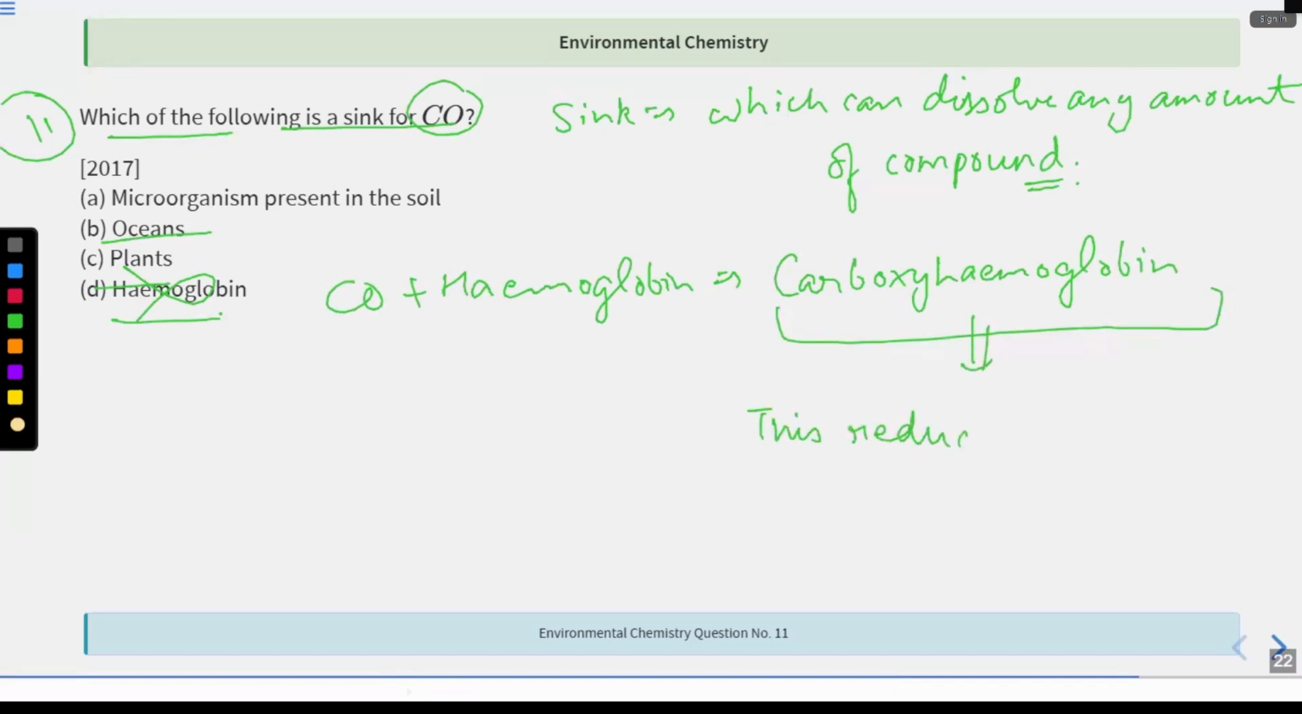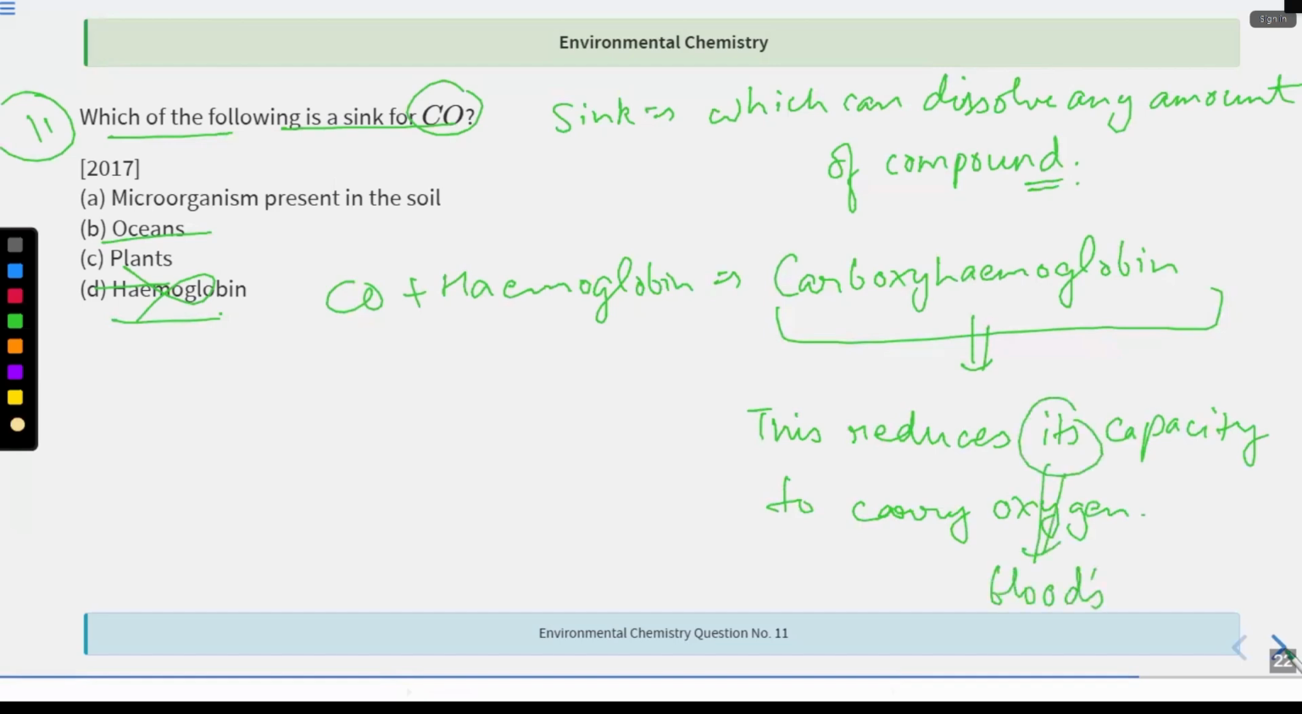This reduces its capacity to carry oxygen. It means the blood's capacity. So the doctor also advises that we should not sleep in a room which is completely closed and by burning fossil fuels in front of us for warmness. Why so? Because if the room is completely closed, then the carbon monoxide which is released will combine with our hemoglobin to form carboxyhemoglobin, which is a very hazardous compound because it reduces the capacity of our blood to carry oxygen and we can even die. So it is not advised to sleep in a closed room by burning fossil fuels for warmness. So option number D is of course not correct.